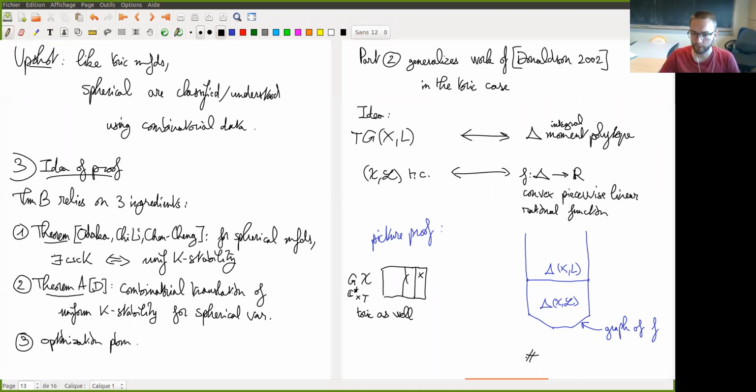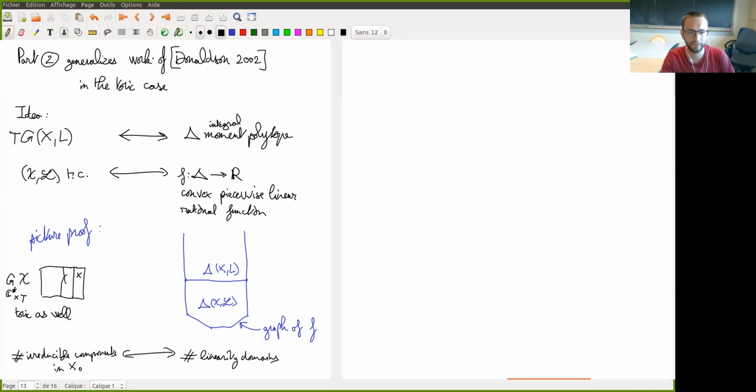Okay, and the number of linearity domains of this function corresponds to the number of irreducible components in X0. So of course, I didn't say a lot, but you can see that the pieces are hopefully gluing together. You have this number of irreducible components, which is easily seen in the combinatorial picture.